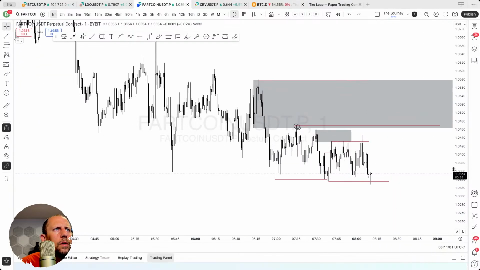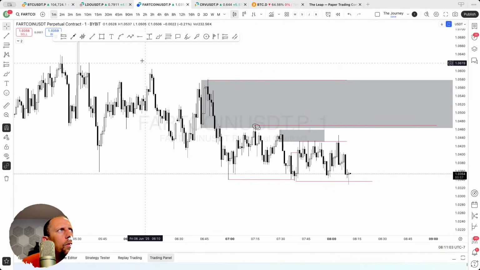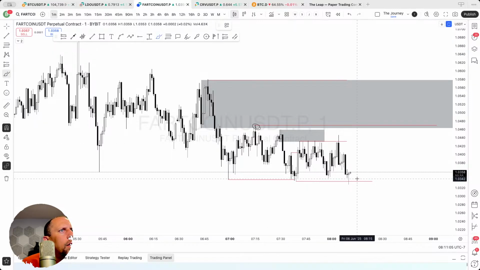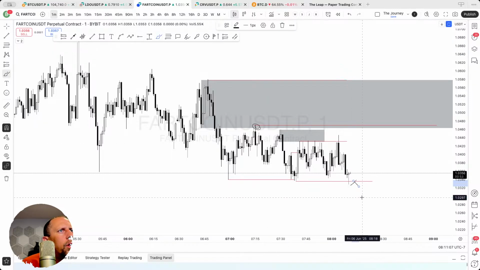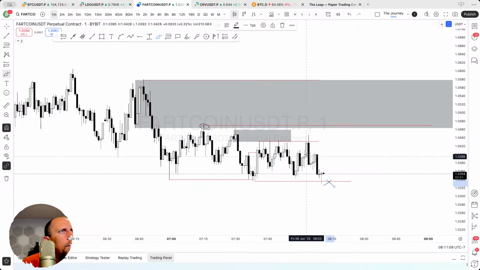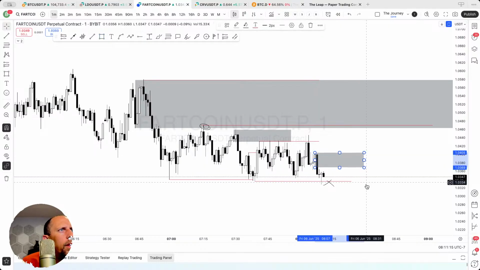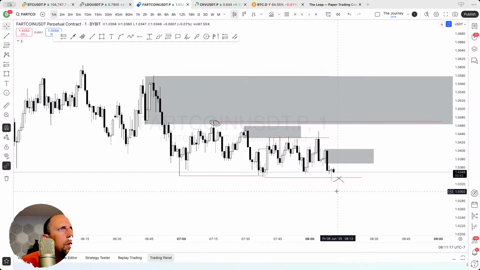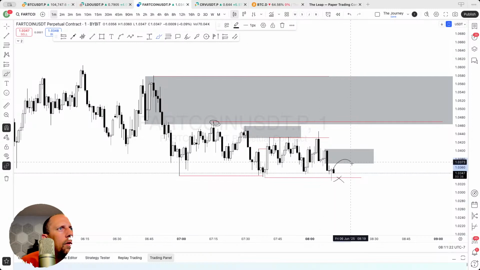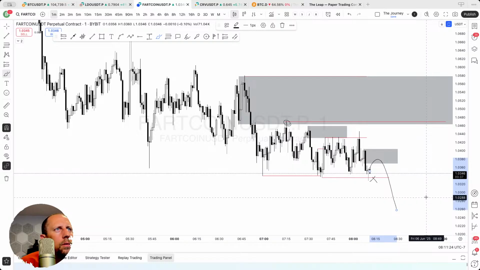Now, see, here's the thing, though: you touch this low again, but you fail to close below it. So if we were to overtake this candle right here, that would be bullish. And if we don't overtake that candle, well, then that's obviously bearish.